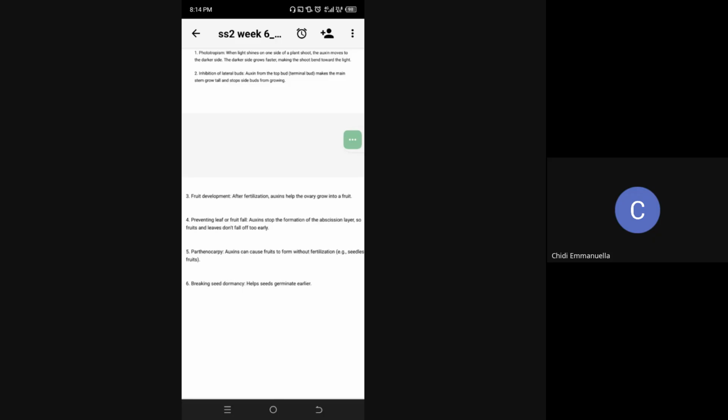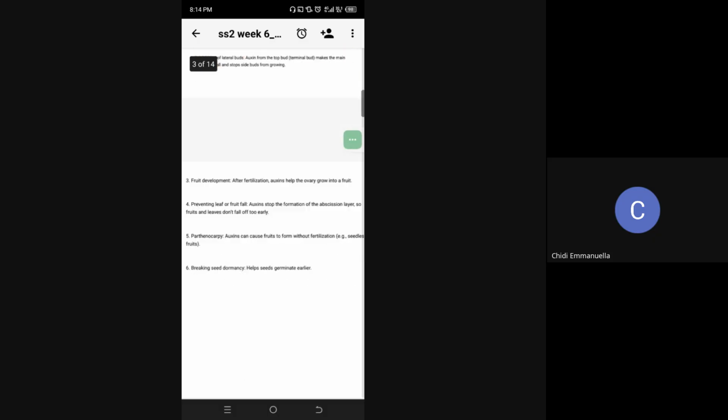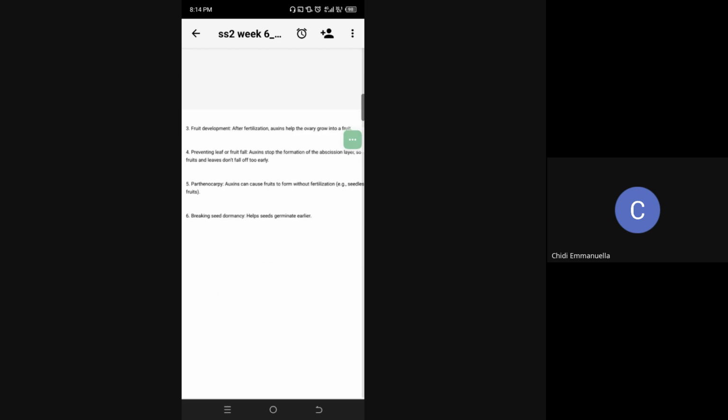Four, another function of auxin, because it's strictly about auxin, is that it helps to prevent leaf or fruit fall. Auxins stop the formation of the abscission layer, so fruits and leaves don't fall off too early. So I think that one is clear to understand. That one is self-explanatory, right?